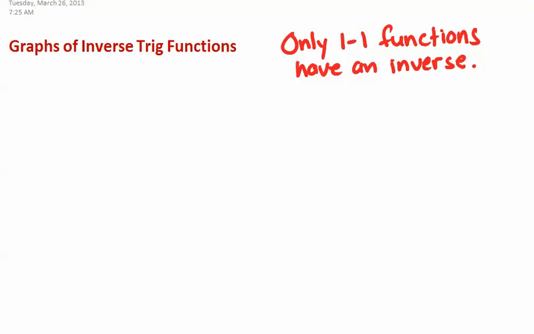So that means we need to choose a section of the graph that not only passes the vertical line test to be a function, but it must also pass the horizontal line test so that we know that neither the x's nor the y's are repeated. So let's take a look at the graph of sine of x, and then we'll compare it to its inverse.